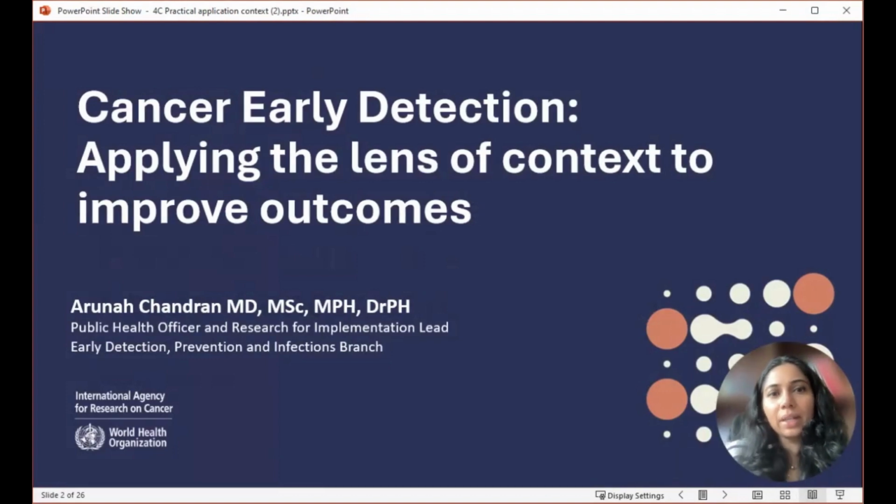Hello, my name is Aruna, and I'm a public health officer and research for implementation lead at the International Agency for Research on Cancer. Today, I'll be speaking to you about applying the lens of context to improve outcomes in cancer early detection, illustrating an example from our project, the Access Cancer Care India project.